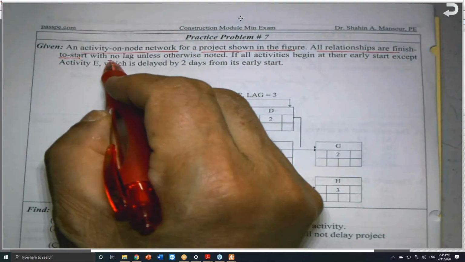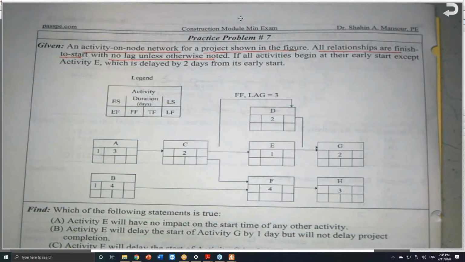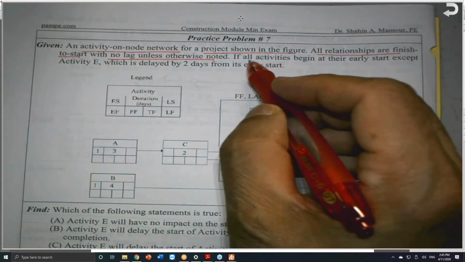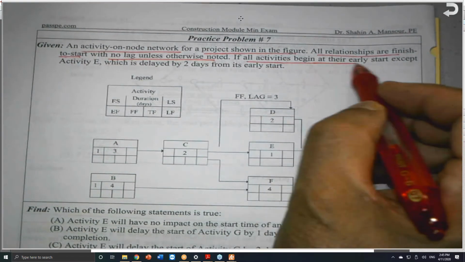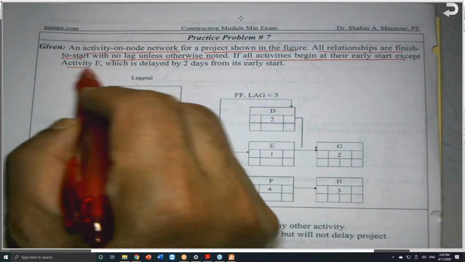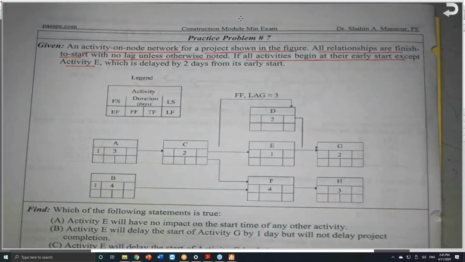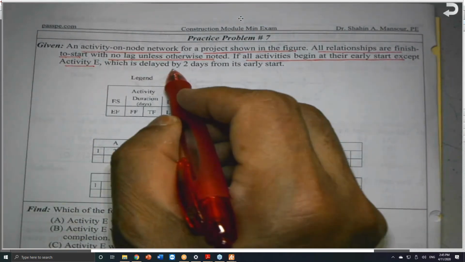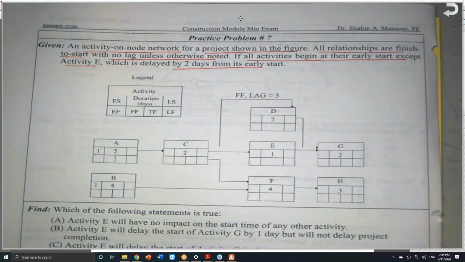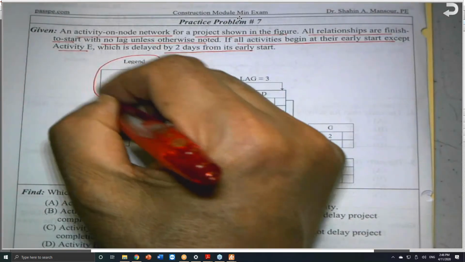With no lag unless otherwise noted. If all activities begin at their early start except activity E, which is delayed by 2 days from the early start, he gave you a diagram, and here is a legend.